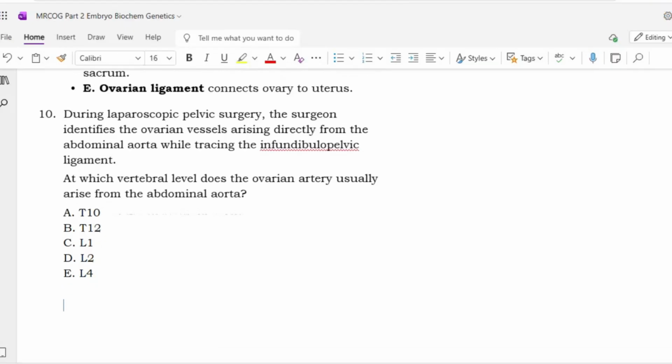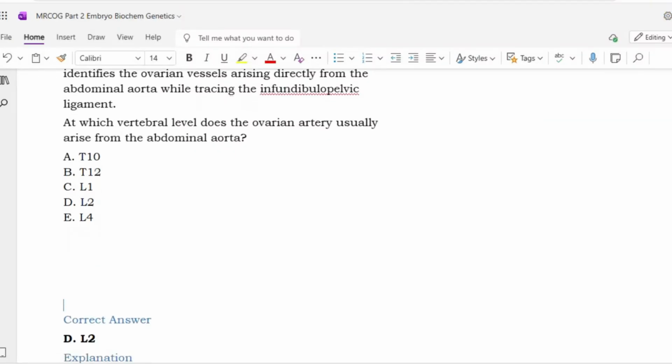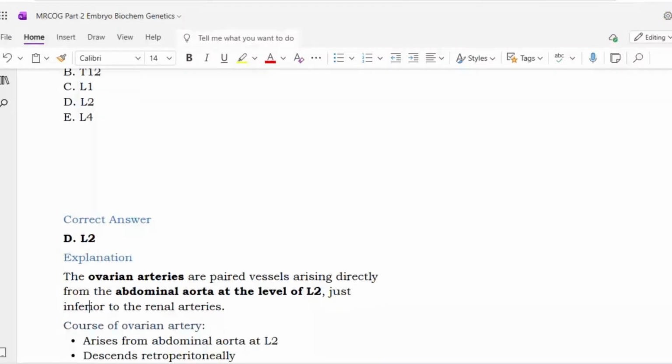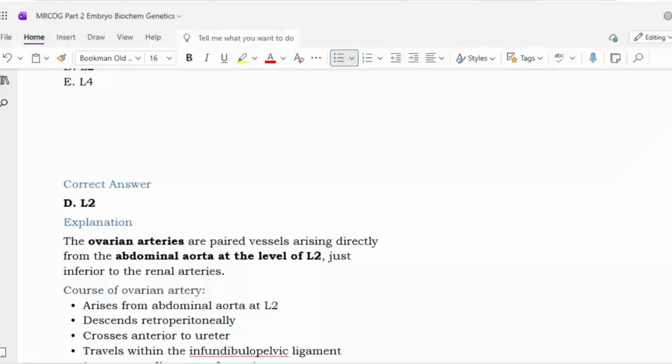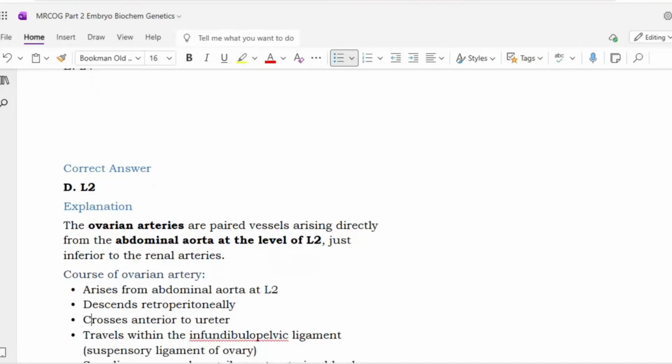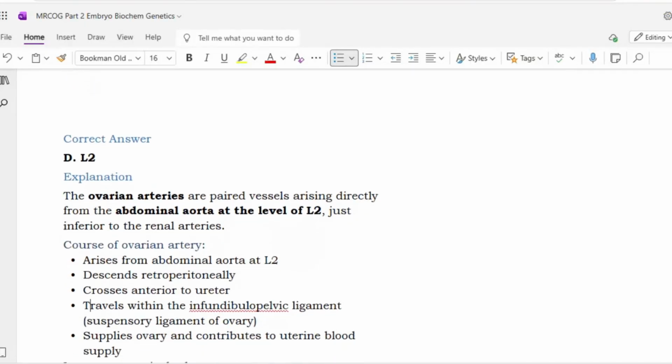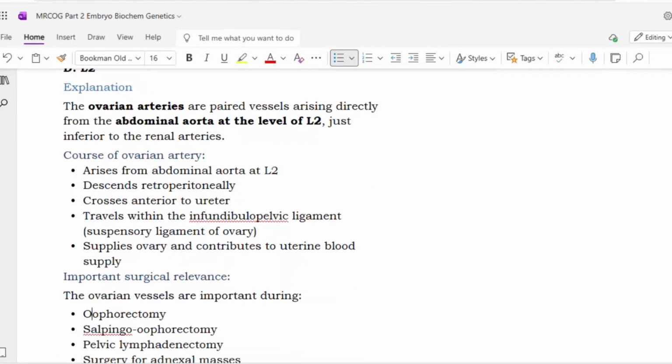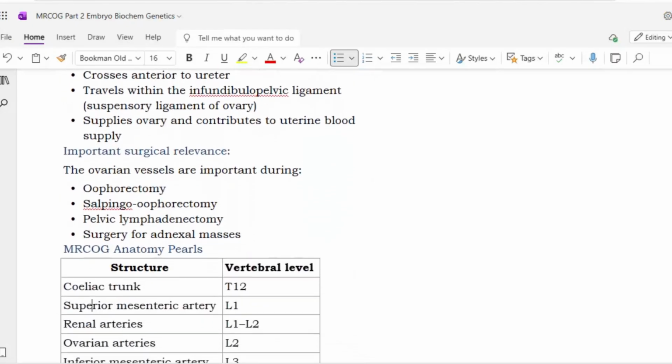L2. We are talking about the ovarian vessels. The ovarian arteries are paired vessels arising directly from the abdominal aorta at the level of L2, just inferior to the renal arteries. It is a lumbar vertebra. Then it descends retroperitoneally, crosses anterior to the ureter, and travels within the infundibulopelvic ligament, that is the suspensor ligament of the ovary. It supplies the ovary and contributes to the uterine blood supply.